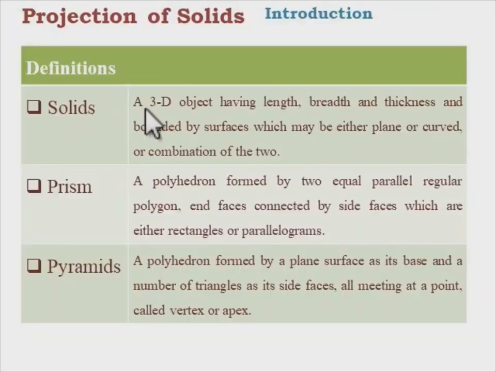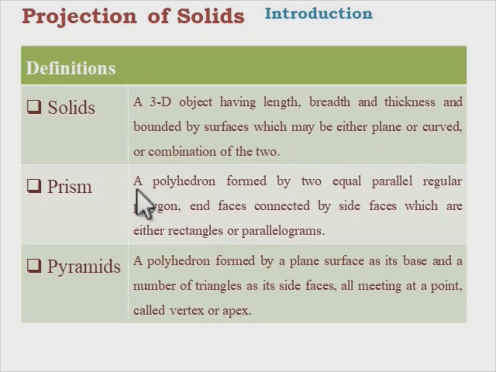Solid is defined as a 3D object having length, breadth and thickness and bounded by surfaces which may be either plane or curved or combination of both. In solids, specifically we are going to discuss prisms, pyramids and revolved solids.